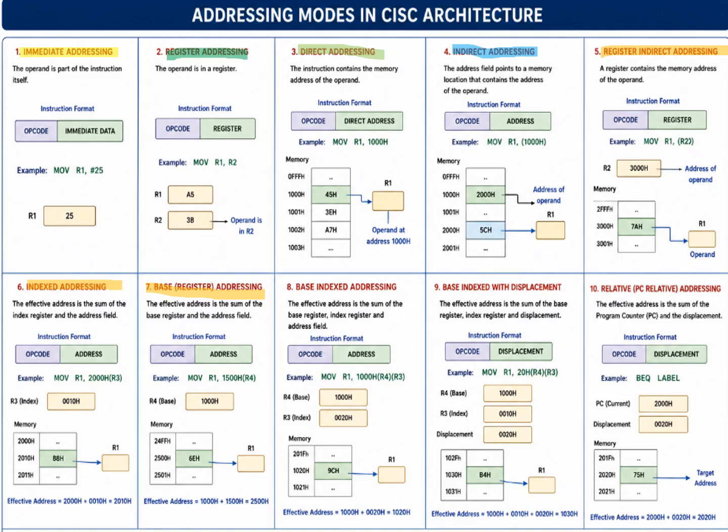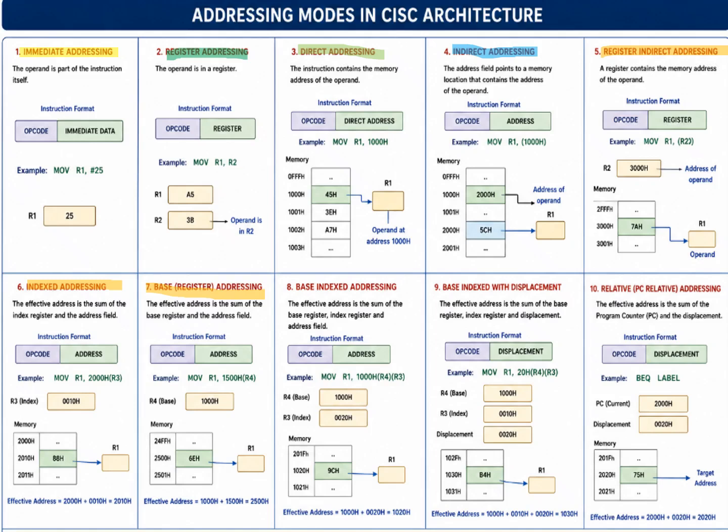For example, R1 with 1500H of R4. Here the effective address is calculated as 1000H plus 1500H, which is equal to 2500H. So the number located at 2500H is 6EH, which is stored in the R1 register.